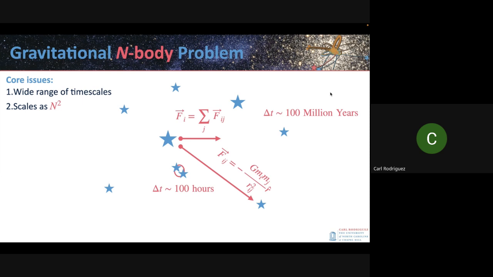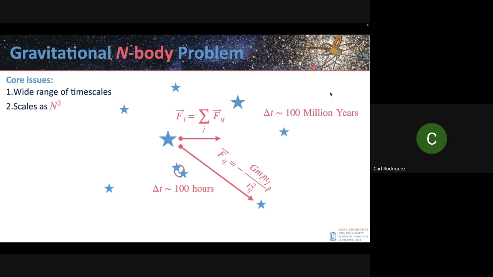The second problem is that this problem scales as the number of stars squared. Because every time I want to know the full force on a star, which is going to tell me where that star is going to move 10, 20, or 100 million years from now, every time I add a new star, I have to calculate not only the new force from that star on my current star, but I have to calculate the future trajectory of that star with respect to every other star as well. And so as I dial up the number of stars that I want to consider, which is what we call n, the number of stars, that problem scales as n squared.